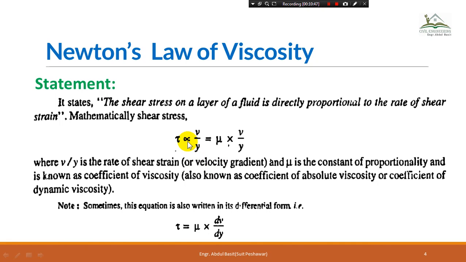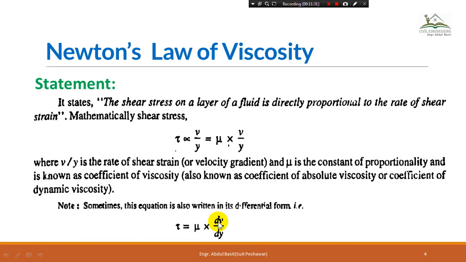If we remove this sign of proportionality, then as a convention we have to put a constant here, and that constant is mu. Then this equation becomes tau equals mu multiplied by v divided by y. What is mu actually? Mu is the constant of proportionality, the coefficient of viscosity, in other words the coefficient of absolute viscosity or coefficient of dynamic viscosity. What absolute viscosity and dynamic viscosity mean, we'll discuss later.